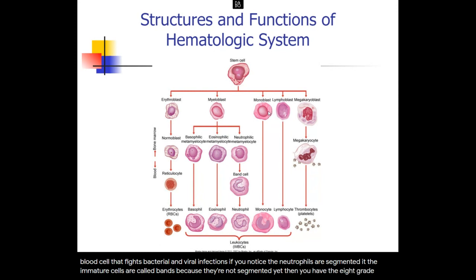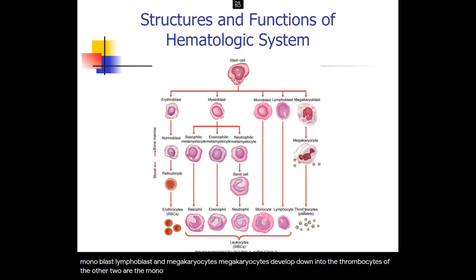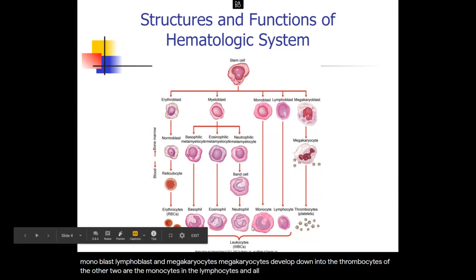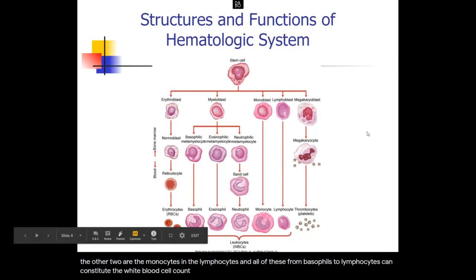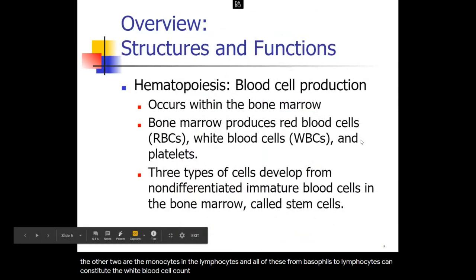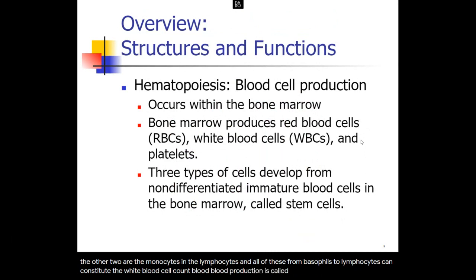And then you have the agranulocytes: monoblasts, lymphoblasts, and megakaryocytes. Megakaryocytes develop down into the thrombocytes. The other two are the monocytes and the lymphocytes. And all of these, from basophils to lymphocytes, constitute the white blood cell count. The formation of blood is called hematopoiesis, and that occurs in the bone marrow. The bone marrow produces red blood cells, white blood cells, and platelets, and the three types come from non-differentiated immature blood cells in the bone marrow called stem cells.